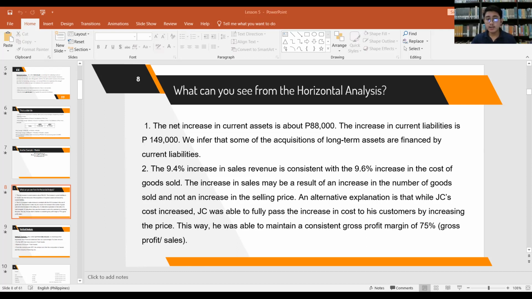So we're already done with the horizontal analysis. I hope clear po siya sa inyo. So next naman, we proceed to the vertical analysis. So ito po yung second technique when it comes to financial statements. So we have the vertical analysis. So let's proceed to these.